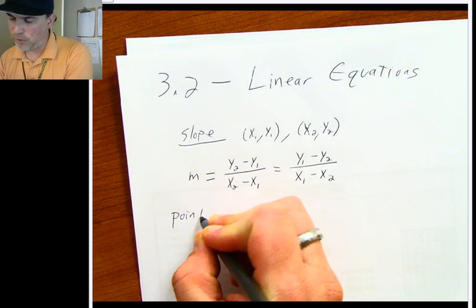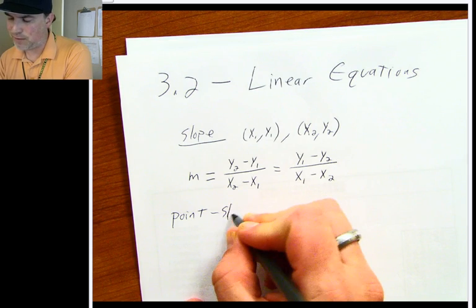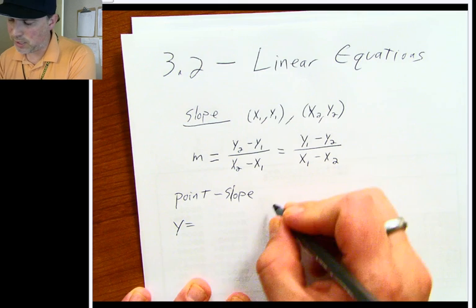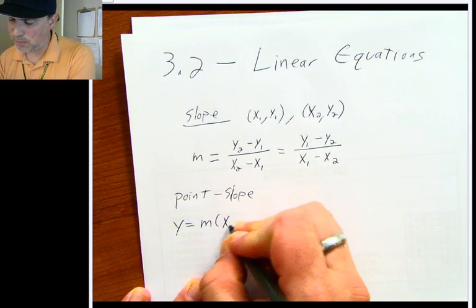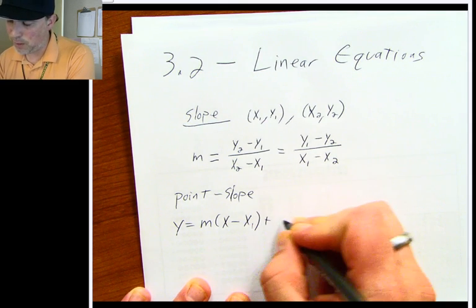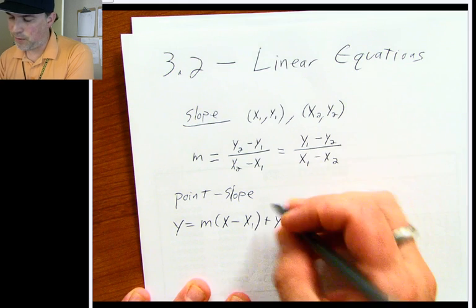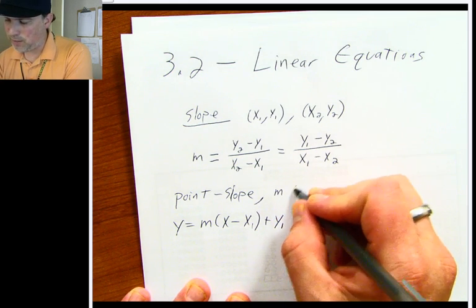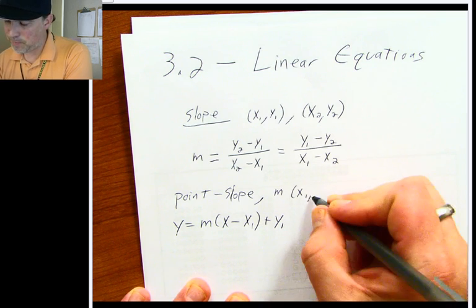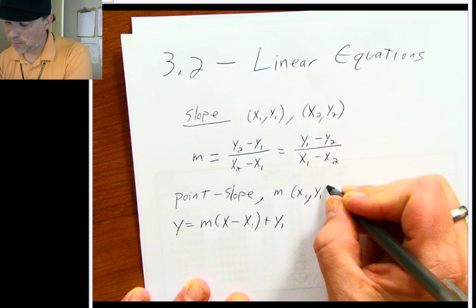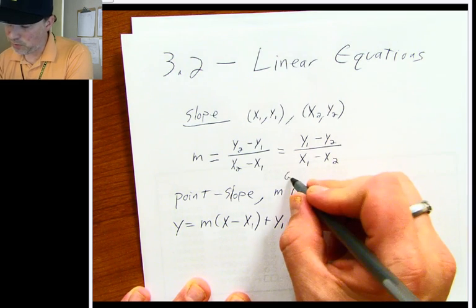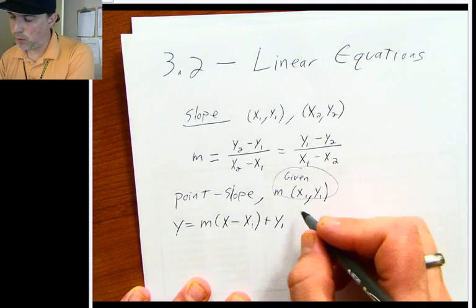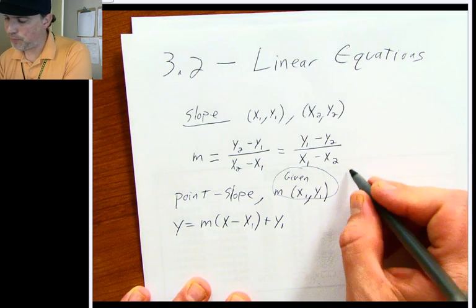It would be helpful to just write out these formulas if you haven't already. Point slope form once again, y equals m times x minus x1 plus y1. And for this one, you are given m, and you're given x1, y1. You need to be given this information in order to plug them in to the equation.